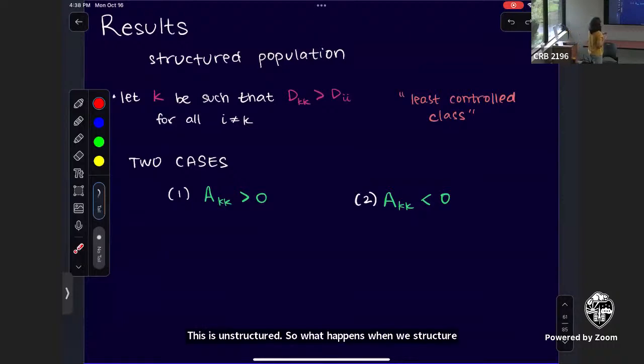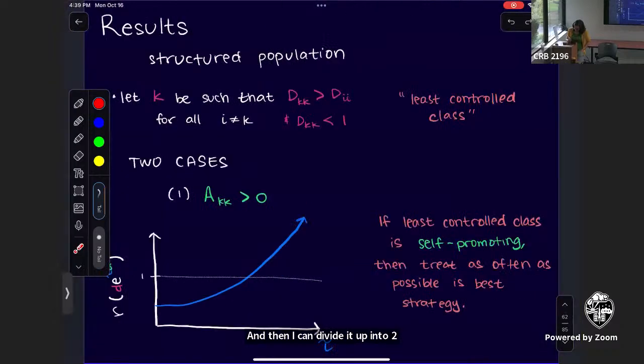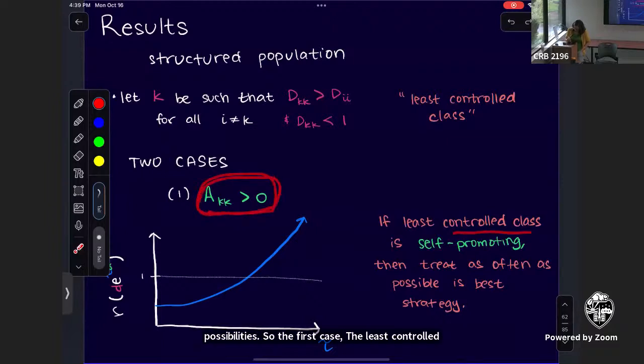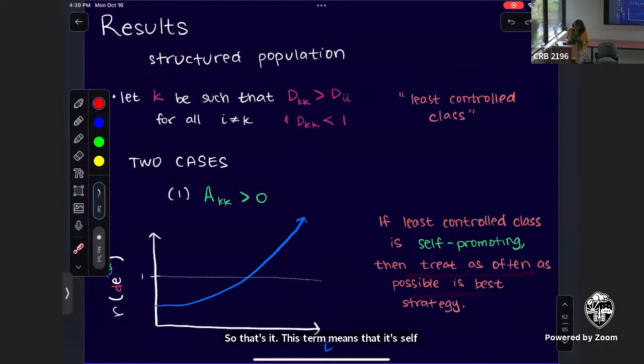Well, for this, I want to identify the least controlled class. I'm going to call that class K. That's the one where the treatment has the least effect on that population. And then I can divide it up into two cases. The first case: if the least controlled class is self-promoting, this term means that it's self-promoting, then you want to treat as often as possible. And the shape of this curve looks just like the unstructured population case.